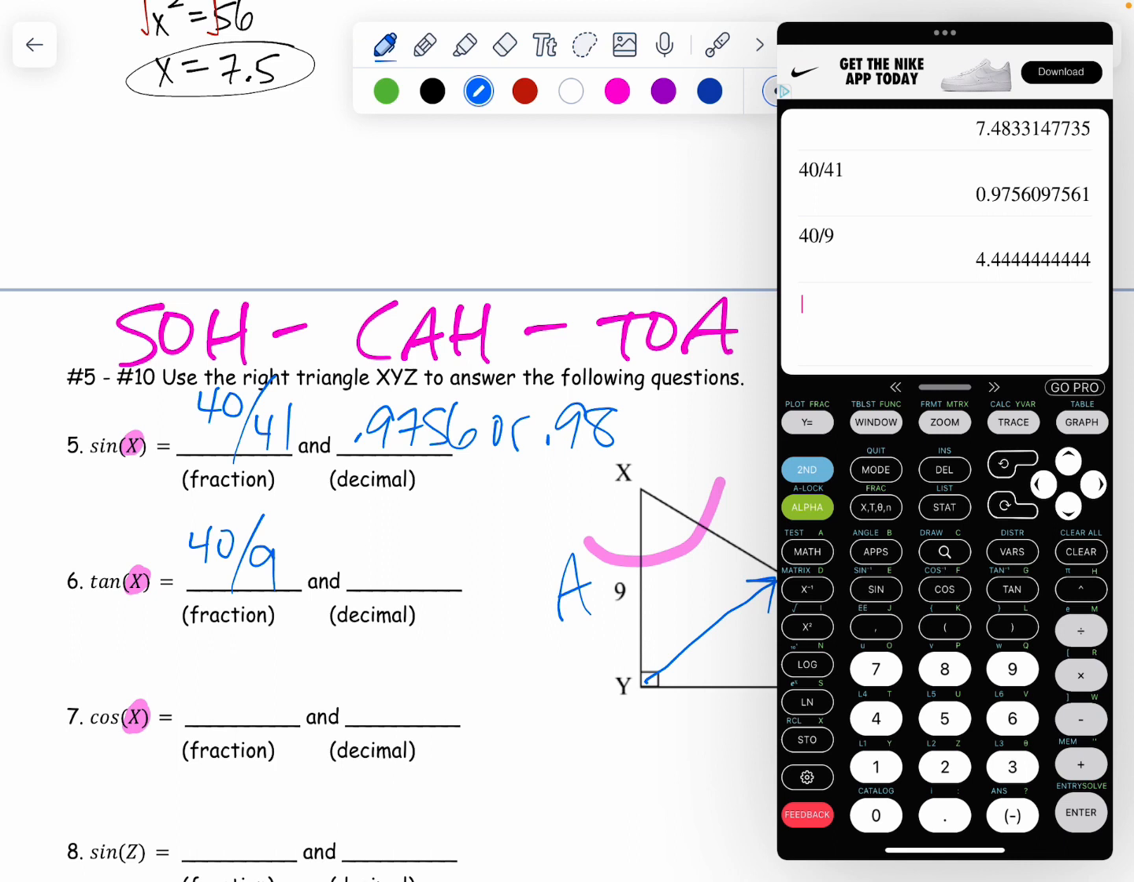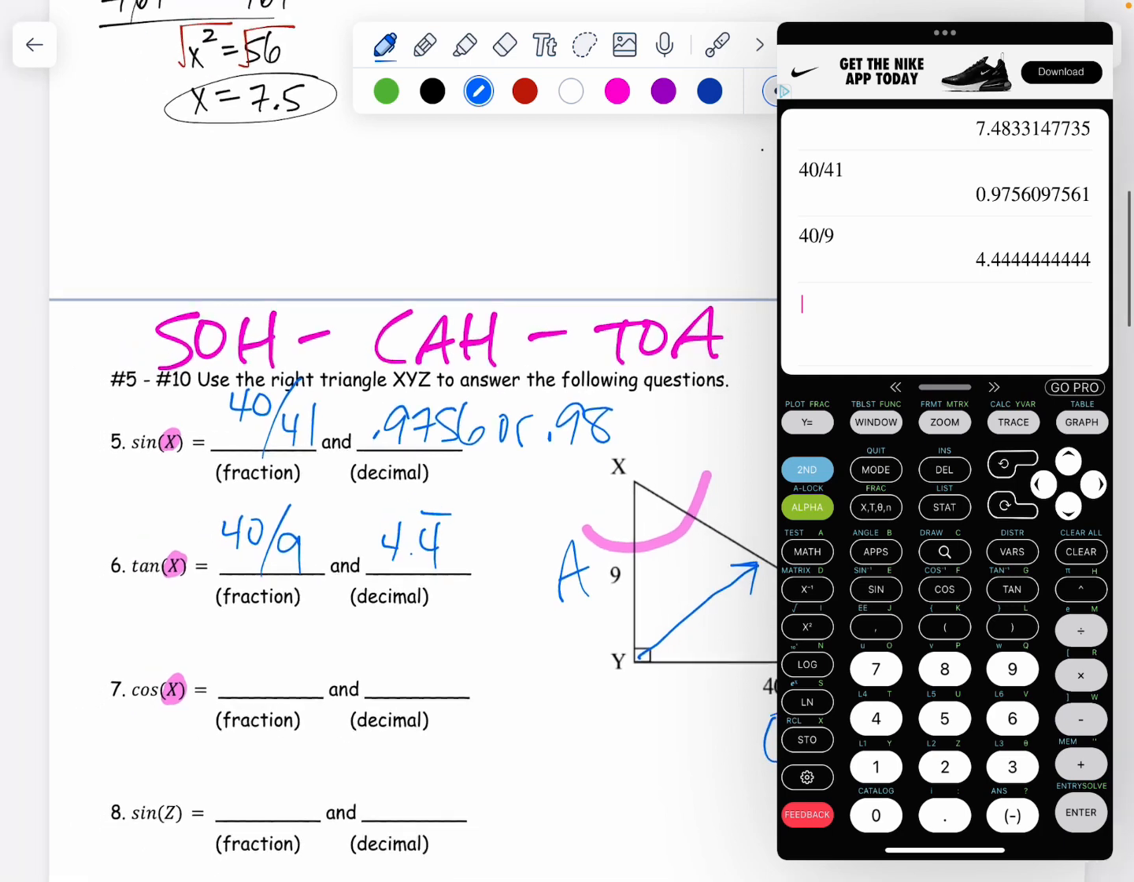You can just put 4.4, or you can put 4.44. Or if you're going to get fancy, when there's a 4 that repeats like that, you put a little line over it, and that means that it goes on forever. 4.4444444. Okay, and then cosine of x.